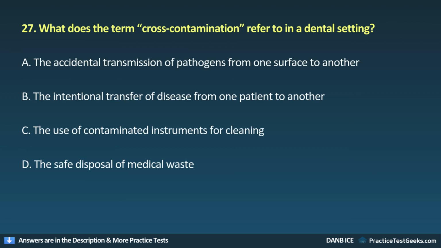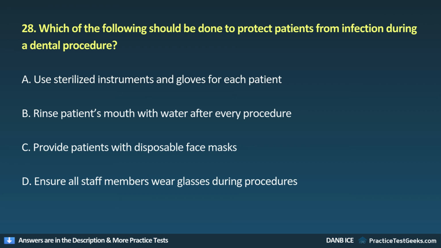27. What does the term cross-contamination refer to in a dental setting? A. The accidental transmission of pathogens from one surface to another. B. The intentional transfer of disease from one patient to another. C. The use of contaminated instruments for cleaning. D. The safe disposal of medical waste.